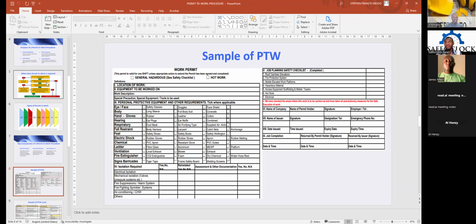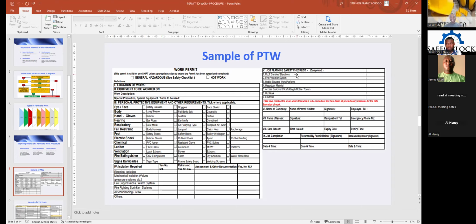This is just a supplement to the entire control process of mitigating risks on site. Now you see there are a lot of PPE that are required based on the activity. When you go down, you see electrical isolation, if it requires electrical work that needs to be isolated, and mechanical isolation that requires valves, pressure systems, etc. There's fire suppression and alarm system, firefighting sprinkler system, air conditioning, and all that. Like I said, this is for a specific industry. This is a sample of what I use in my current project facility.